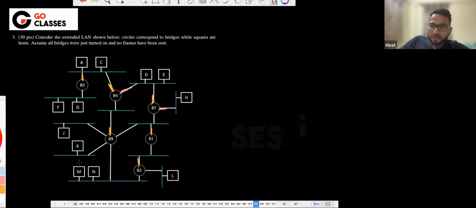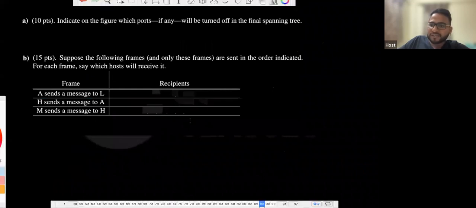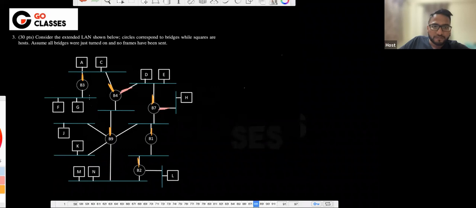So when S sends to A, will B3 learn about H? Yeah, I think B3 will also learn about H. Not from H, but yes, the address of H. This B3 will also learn because this is maybe just the hub here. So this B3 will also learn about H. Now what is the next question? When M sends to H.